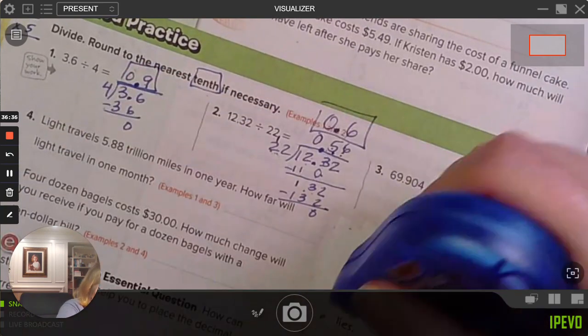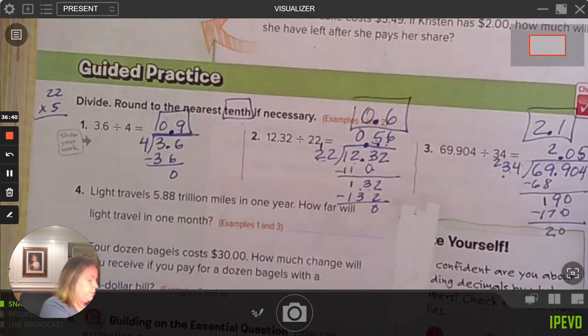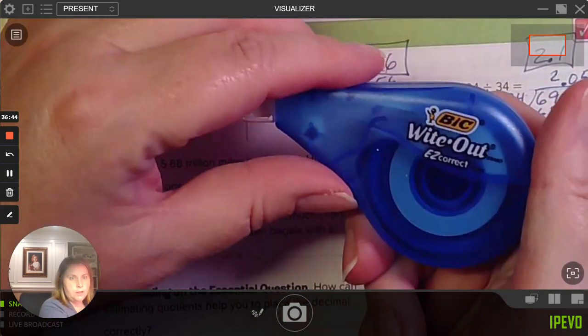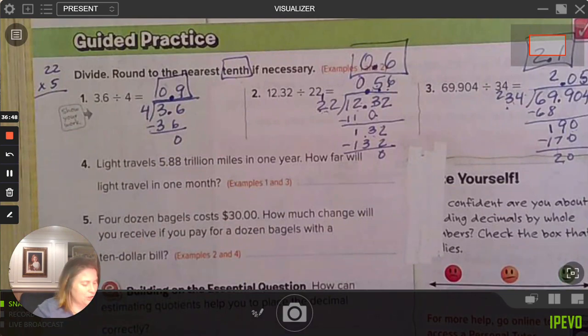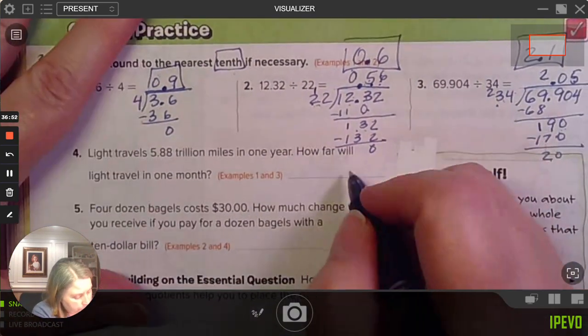Okay, with my whiteout. Gotta love the Bic whiteout. It's good stuff. You can write on it immediately. You don't have to wait for it to dry. Okay, so 5.88.